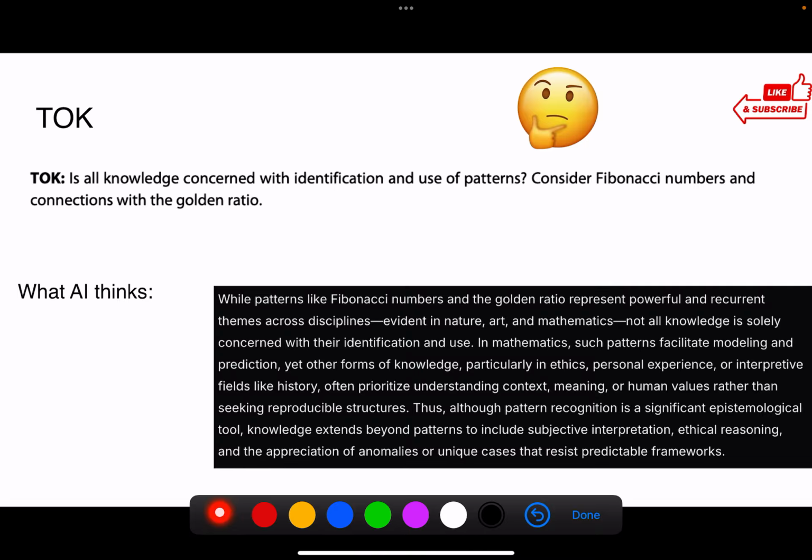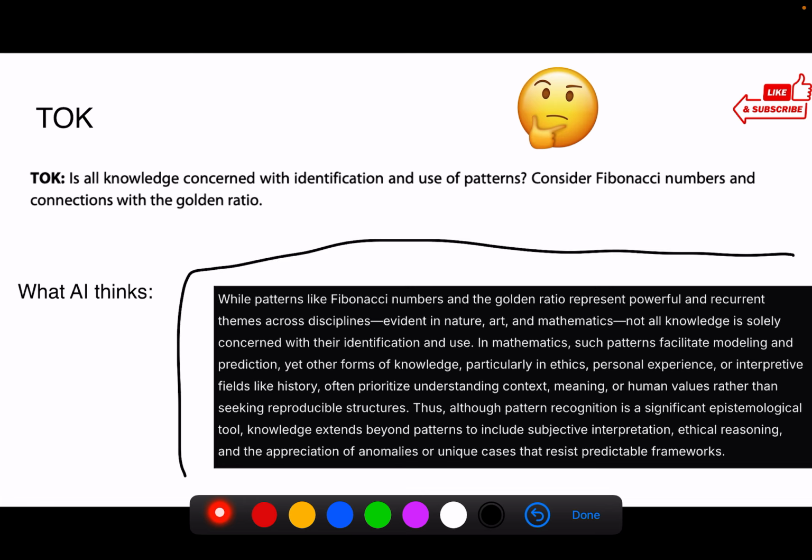All right, so now we have a quick TOK thought. This question was directly from the syllabus guide for topic 1.2. Is all knowledge concerned with identification and use of patterns? Consider Fibonacci numbers and connections with the golden ratio. So here is a paragraph of what DeepSeek AI gave me as an answer to this question, and I'm going to let you think about it.